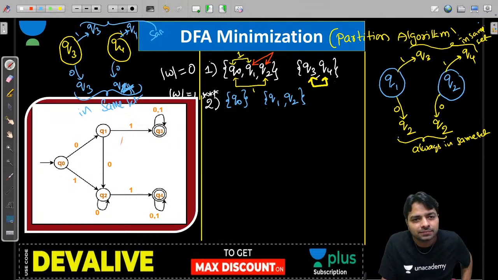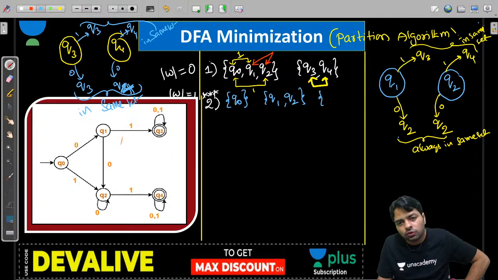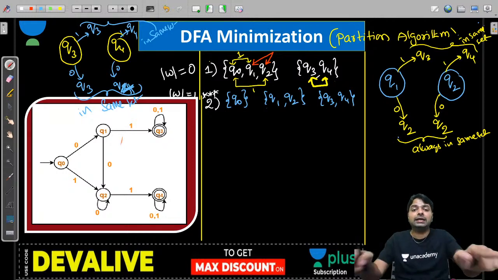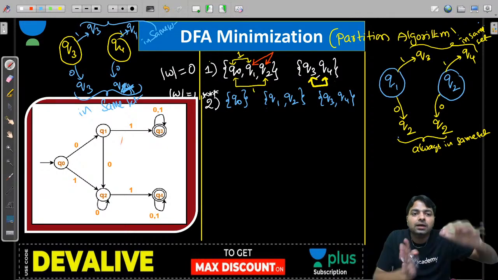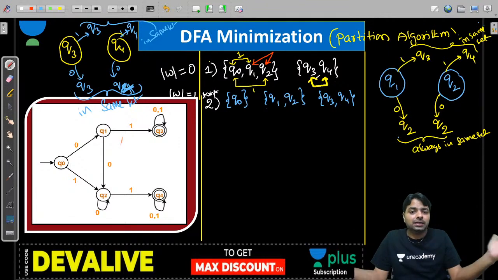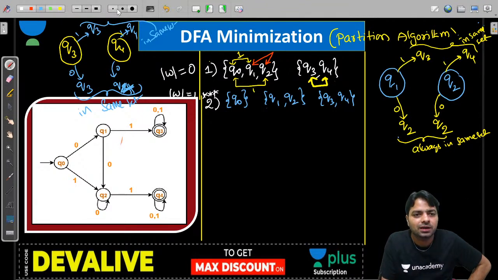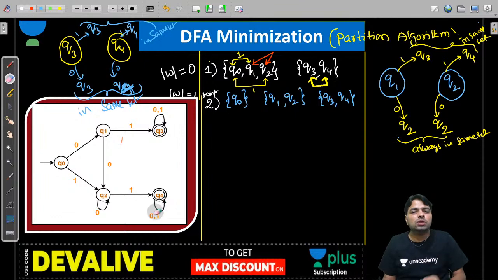Right, same set. That means Q3, Q4 we are not able to separate. And guys, now I maintain a database, because when they are together, write it somewhere. When they are separated, we don't need to remember further. Now step 2, why is it so important?